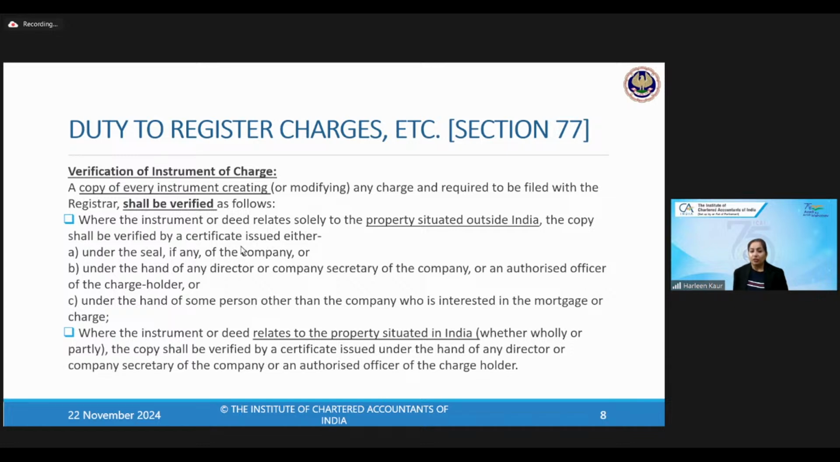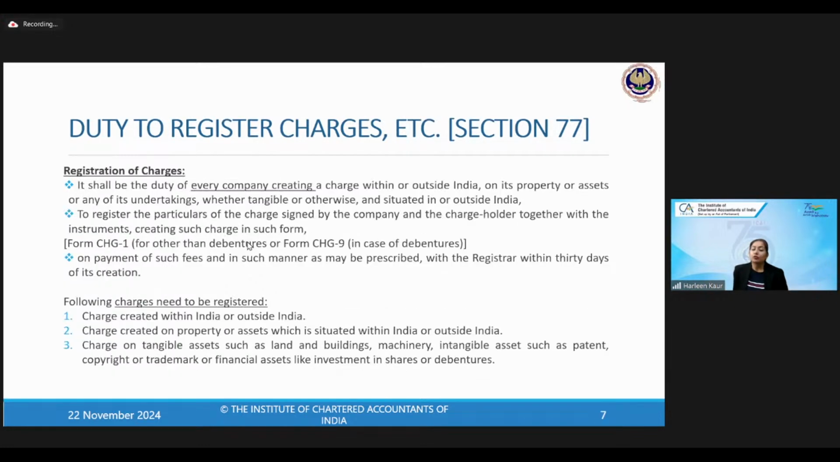Any problem in verification of instrument of charge? Clear? So now we have got the instrument also verified, the document on which the charge has been created, whether inside or outside India, whether tangible and otherwise. What is the meaning of tangible or otherwise? Can we give intangible assets as a security? What does registration of charges tell us? Can we give intangible assets also as a security?